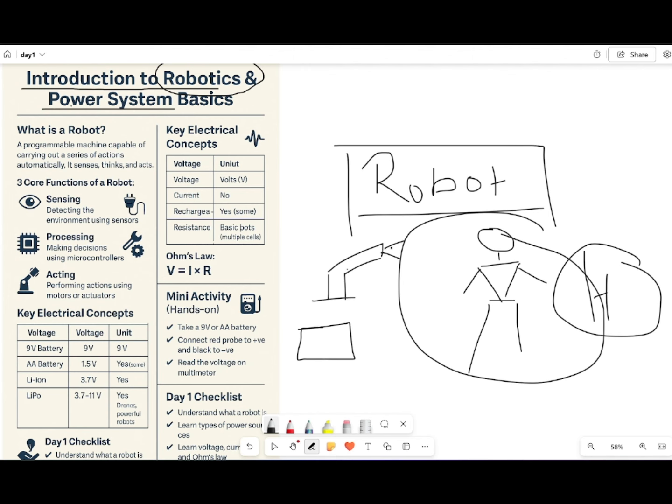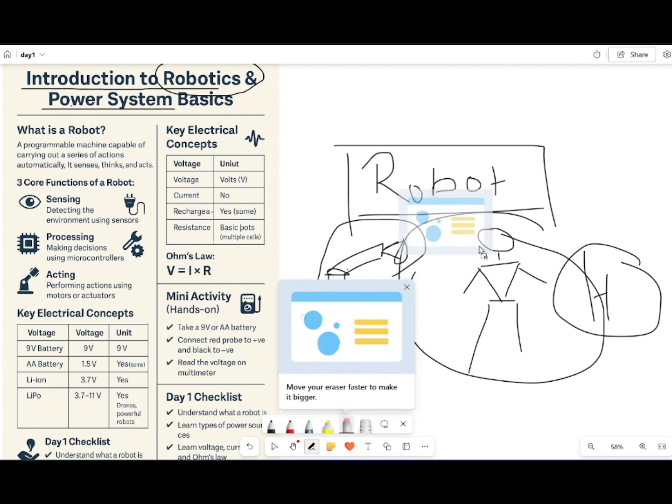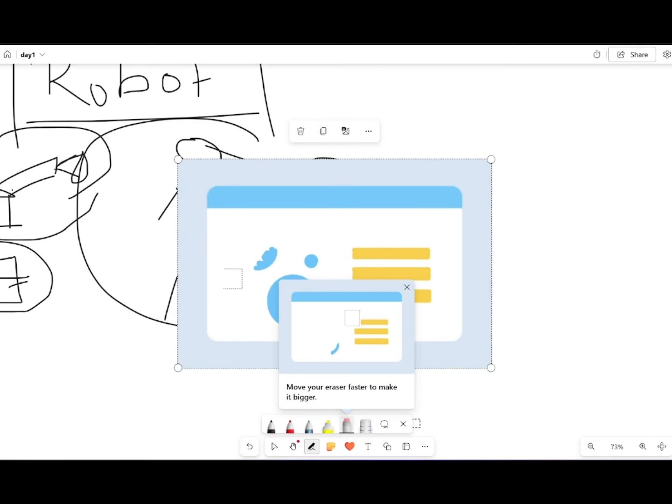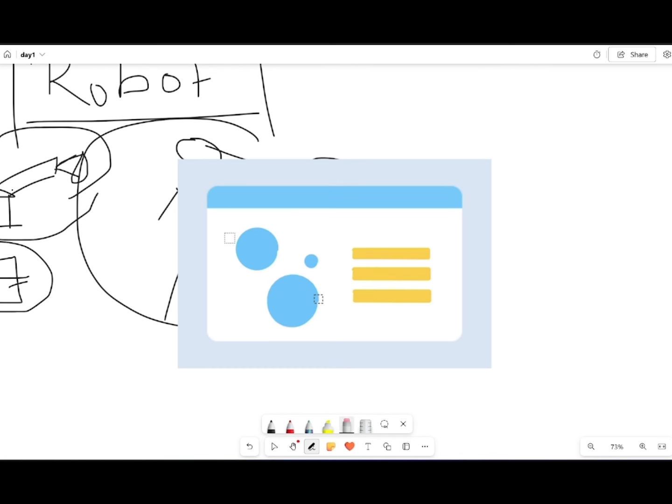Okay, so the structure of a robot can be different. It depends upon your uses. If you are making your robot for a manufacturing industry, it will look like this. If you are making a robot for inventory management, it will look like this. It depends upon which type of robot you are going to make. Clear? So that is the first thing I want to tell you.